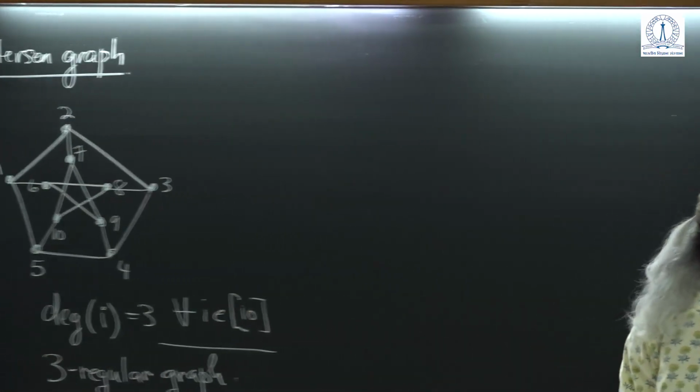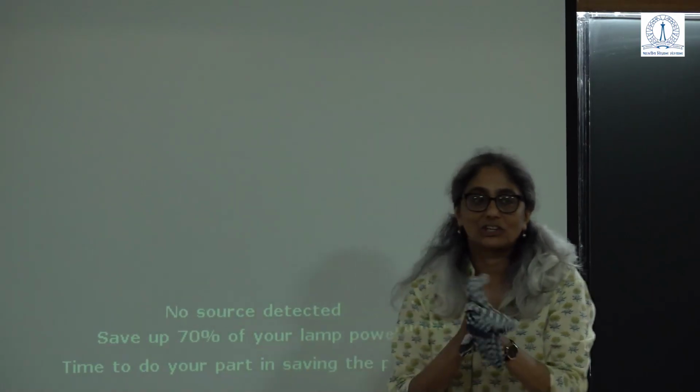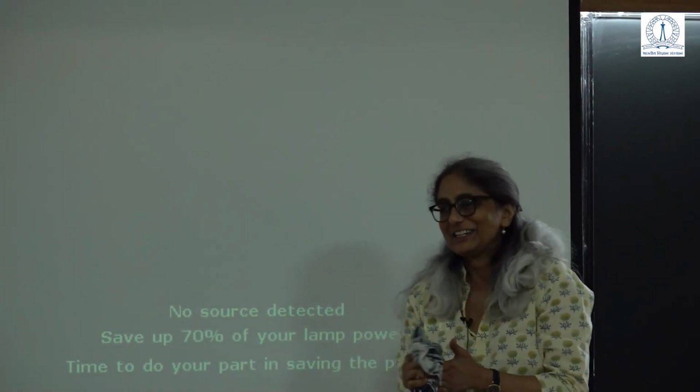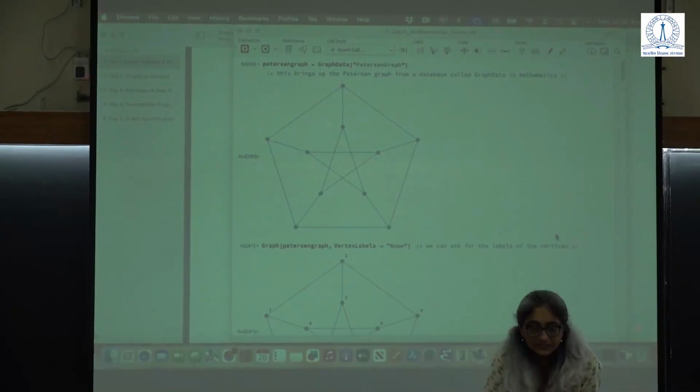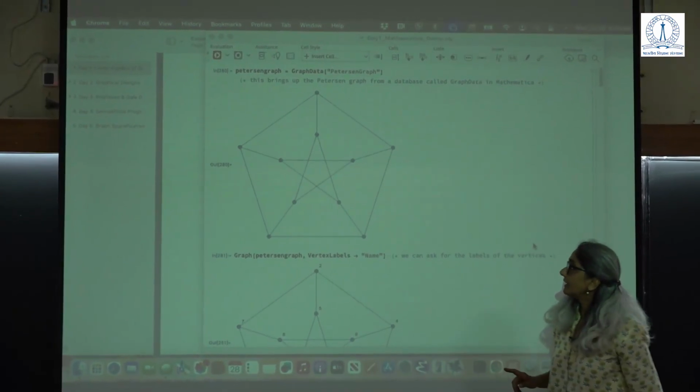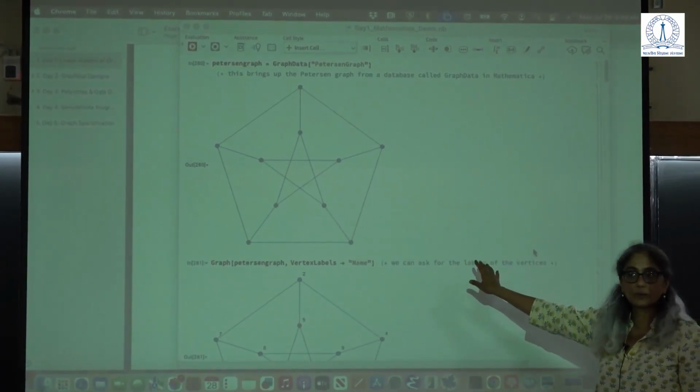So let's take a look at the Peterson graph and some of the things that Mathematica can do. Sorry, I'm trying this whole system of getting the chalk out of my hands, but we'll see if this works. So this is the Mathematica file that you have. Can you see this? Should we make the font bigger?